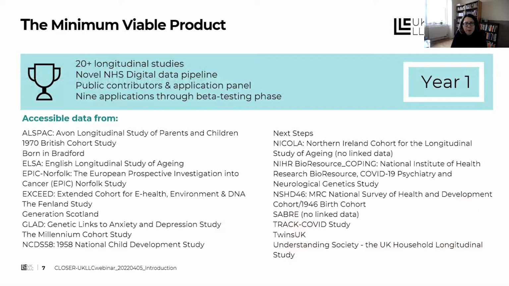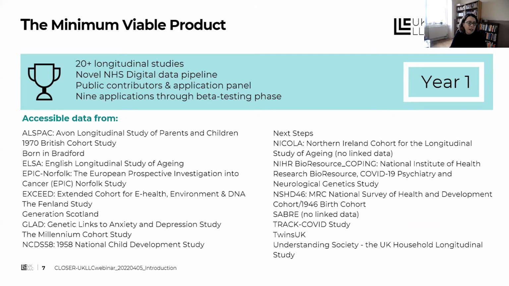So what is our minimum viable product? What do we have on offer to you today? We have 20+ longitudinal studies. We have a novel NHS Digital data pipeline, public contributors, and an applications panel. And in the first year, we had nine applications through our beta testing phase. We have approved more than this.